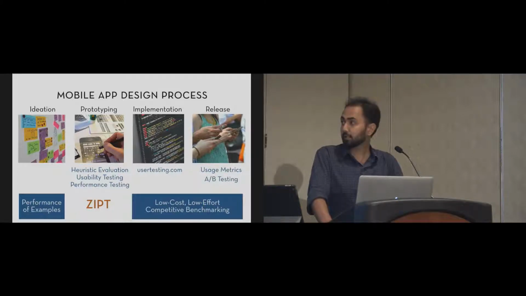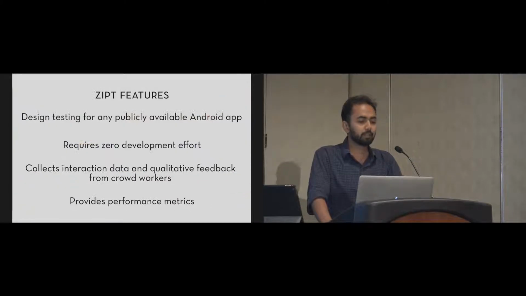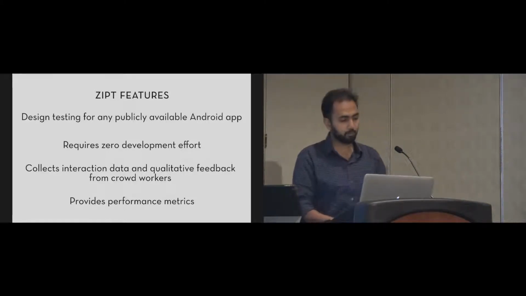ZIPT is able to provide these benefits by leveraging the large number of design ideas present in existing apps. ZIPT can be used on any publicly available Android app with zero development effort. It depends on paid crowd workers right now to collect interaction data and qualitative feedback. It then processes this information and surfaces relevant performance metrics for designers. Let me now show what using ZIPT looks like.